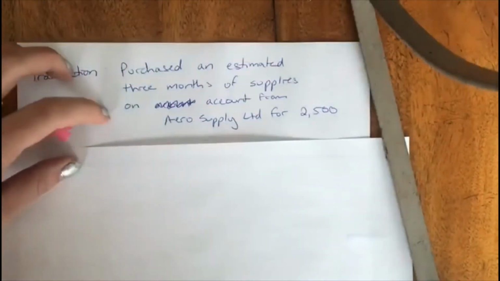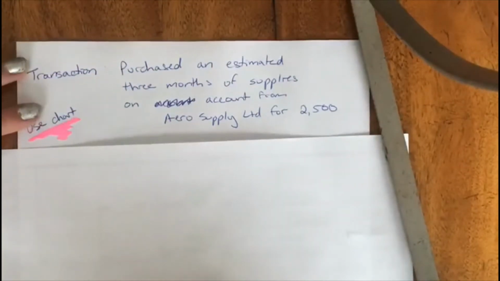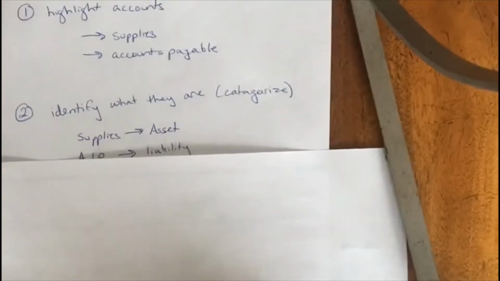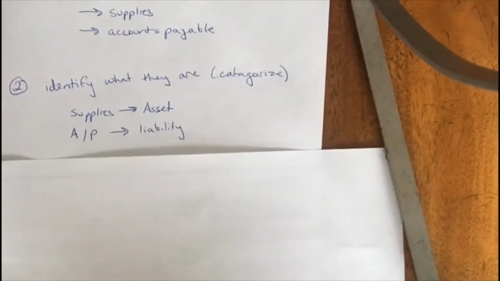So here's the longer version. Figuring out what's important. Highlight the accounts. You know supplies and accounts payable are important. It's the first step. The second step is identifying what they are. So supplies is an asset and accounts payable is a liability.